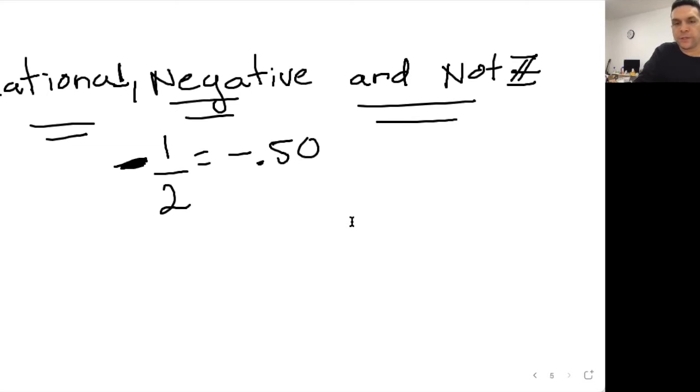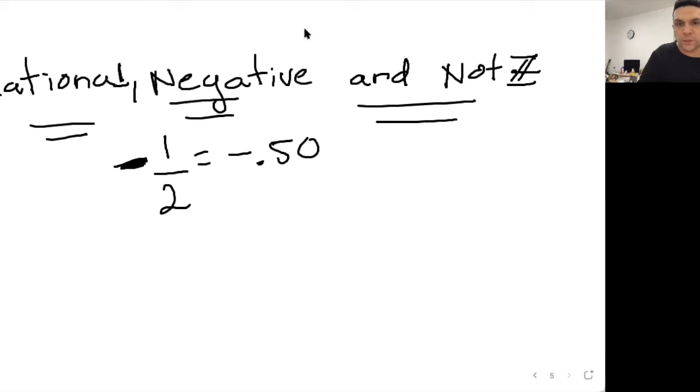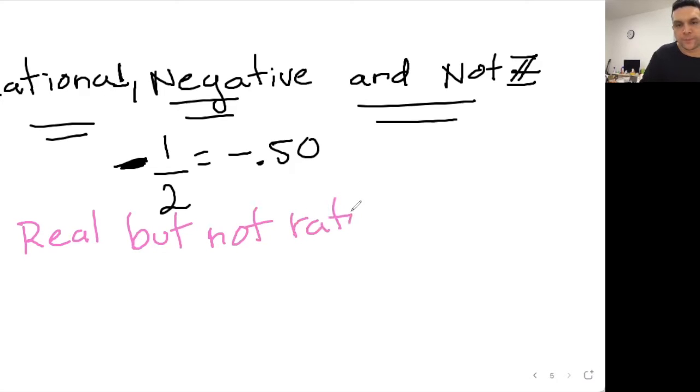Real but not rational. So irrational, right? So it could be the square root of 2. Real, but not rational. So for the real numbers, we've got rational and irrational. So if it's not rational, it's going to be irrational, right? So we have these surds or transcendental numbers, right?